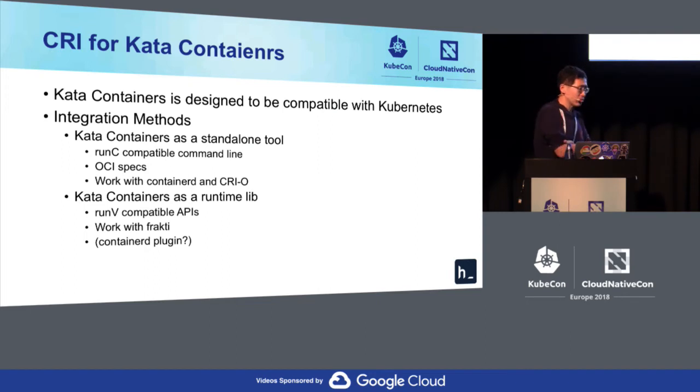When we want to implement the CRI interface for Kata Containers, we have two different integration methods. The first one is Kata Containers as a standalone tool. That means you can just call Kata Runtime like you call the runC command line. It will use a runC-compatible command line interface and just pass the OCI specs to it. And in this way, it could work with containerd and CRI-O.